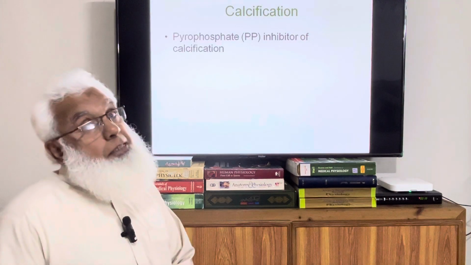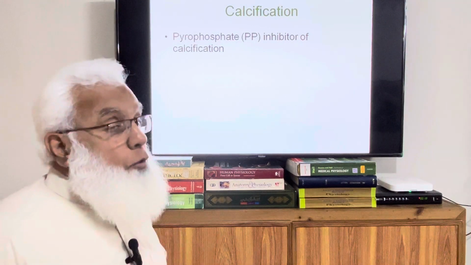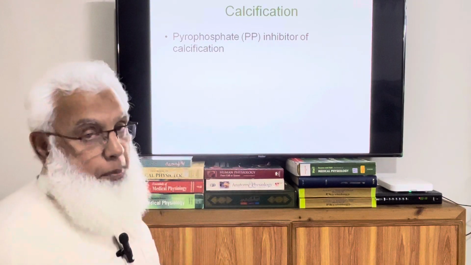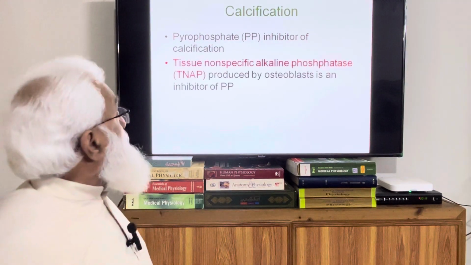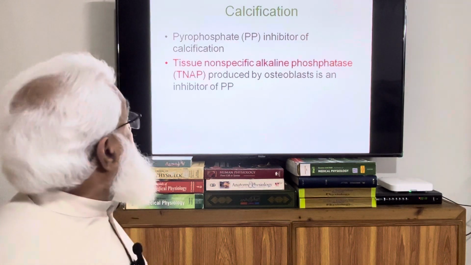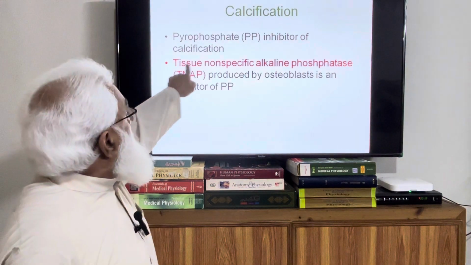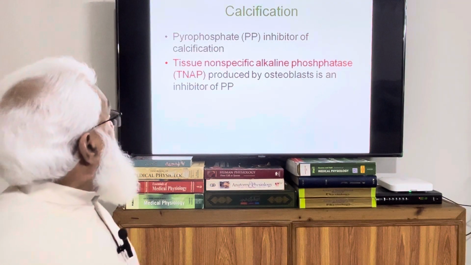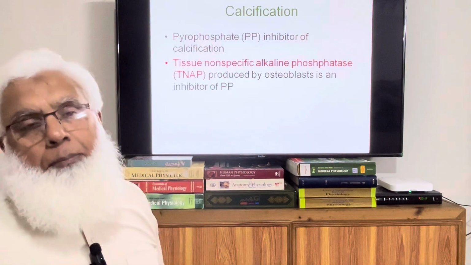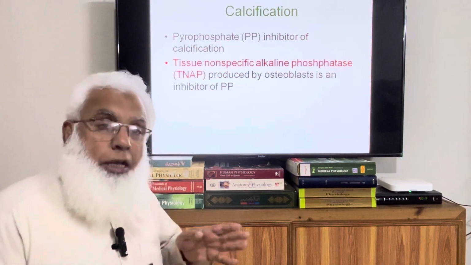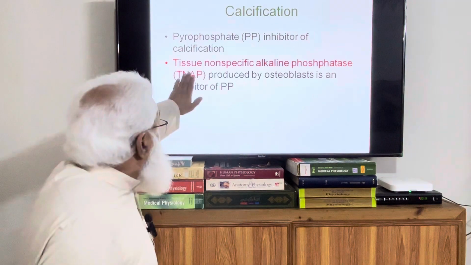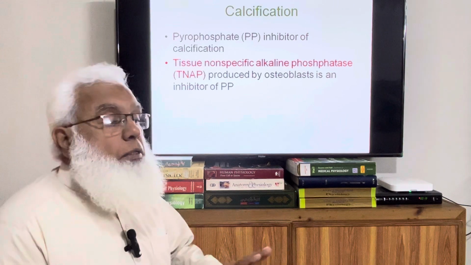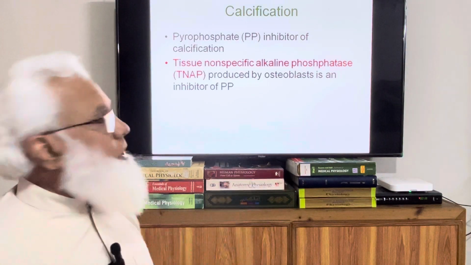Pyrophosphate is the inhibitor of the precipitation. This pyrophosphate is inhibited in bones and precipitation occurs. In the rest of the tissues, precipitation does not occur. Tissue non-specific alkaline phosphatase, TNAP, produced by the osteoblasts, is an inhibitor of this PPi, pyrophosphate. Osteoblasts produce tissue non-specific alkaline phosphatase to inhibit pyrophosphate, which doesn't allow the PPi to act, so precipitation can occur.